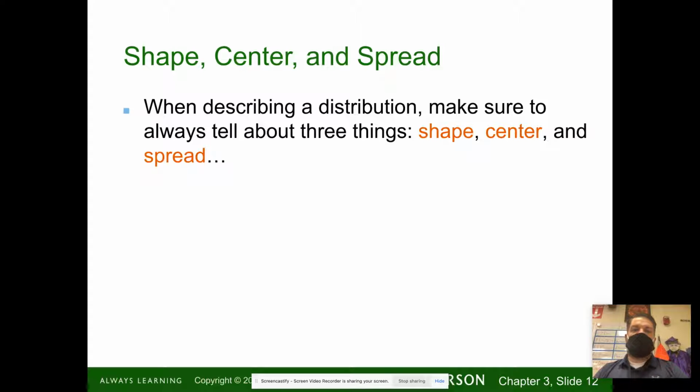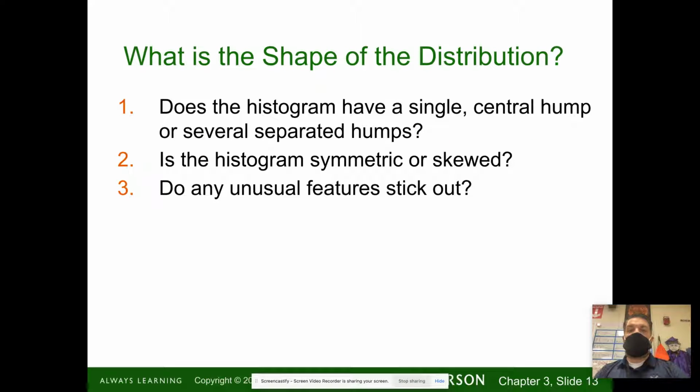So when describing a distribution, make sure that you always talk about 3 things: the shape, and that's like the curve or the symmetry. And then the center will stick out if it's similar to a normal distribution. And then the spread, we're going to learn about spread. The spread is like how far out it is. So what is the shape of the distribution?